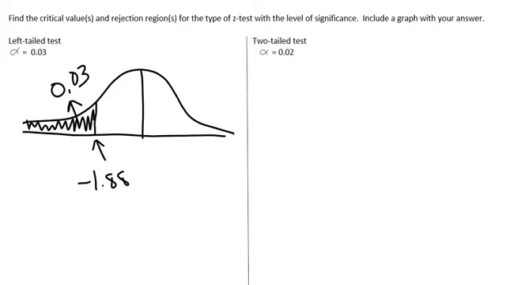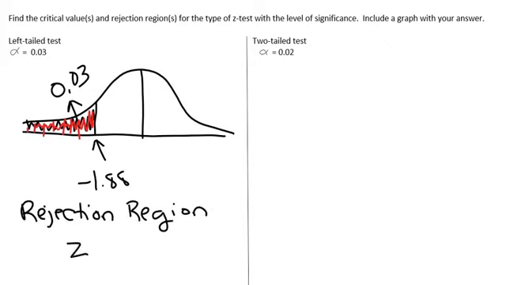So what I would say is that this area here is also called the rejection region. That means that when I find my test statistic, if that test statistic falls somewhere in this shaded region, we would reject the null hypothesis. So we can say that the rejection region is if z is less than negative 1.88. Now let's look at the two-tailed test.